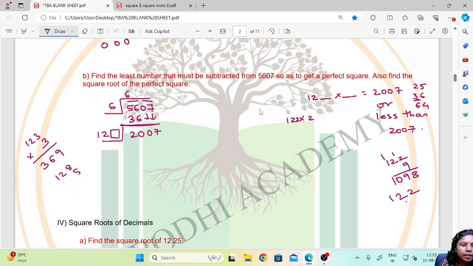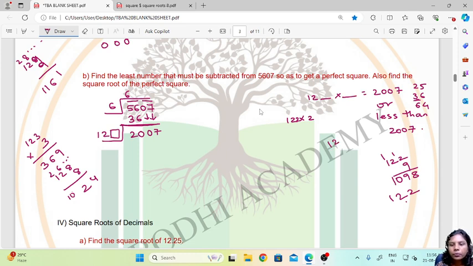128 and 8 we will take. 8 8s are 64, 8 2s are 16, 17, 18, 19, 20, 21, 22. 8 1s are 8, 9, 10. No. So then 129 into 9. 9 9s are 81. 9 2s are 18, 19, 20, 21, 22, 23, 24, 25, 26. 9 1s are 9, 10, 11. So 161 we are getting.